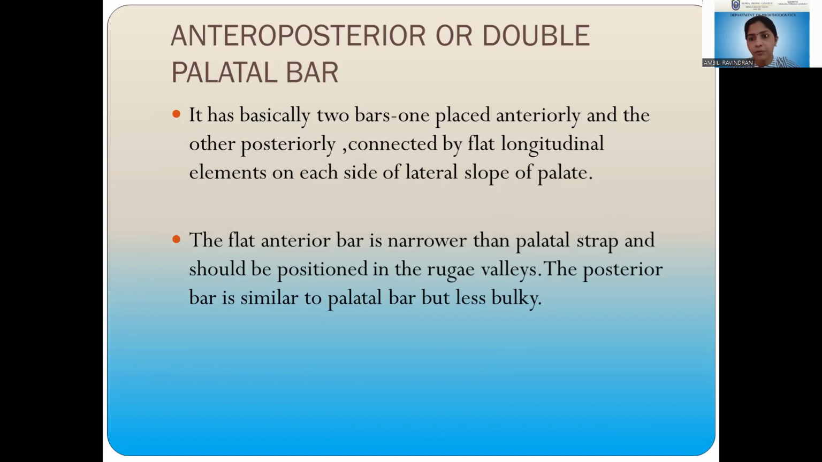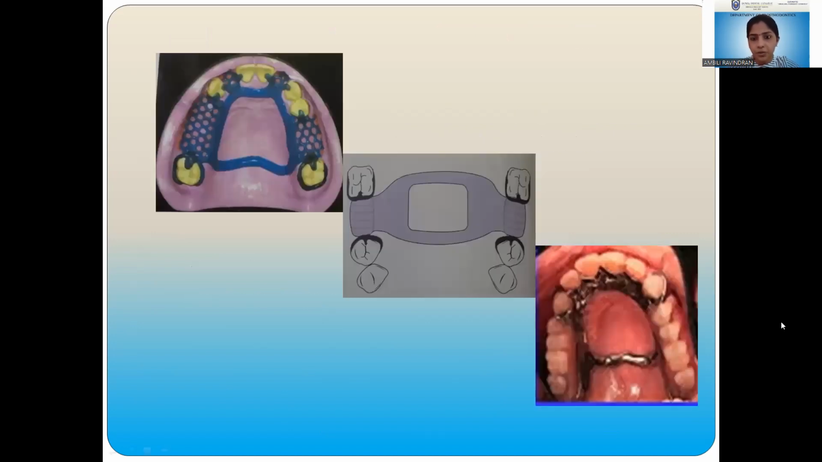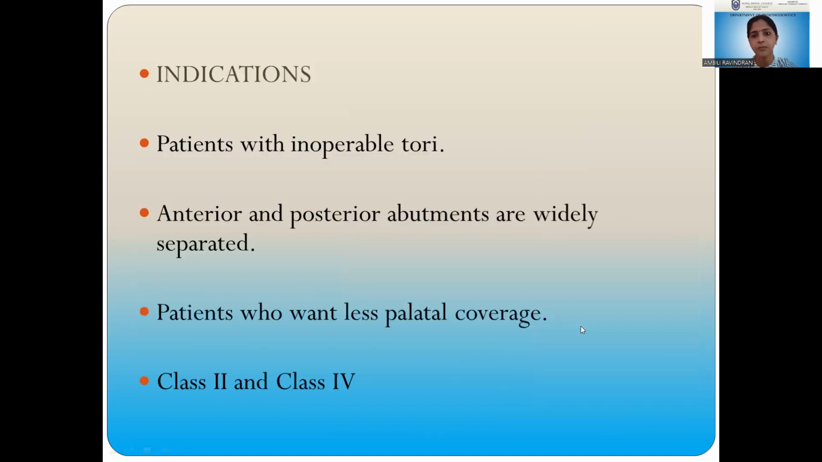This will avoid discomfort to the patient. Coming to this picture, it shows the anterior palatal bar with an increased diameter. This is the palatal bar posteriorly, and this is connected by two longitudinal elements on the lateral slopes of the palate. Coming to the indication, it is indicated in the case where a torus is present.